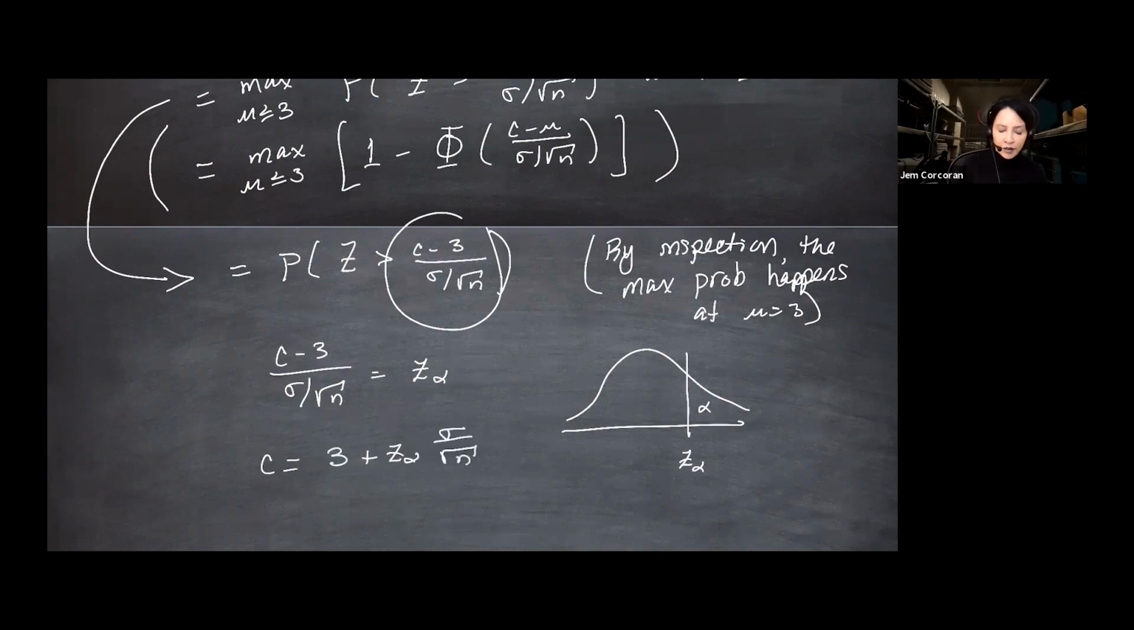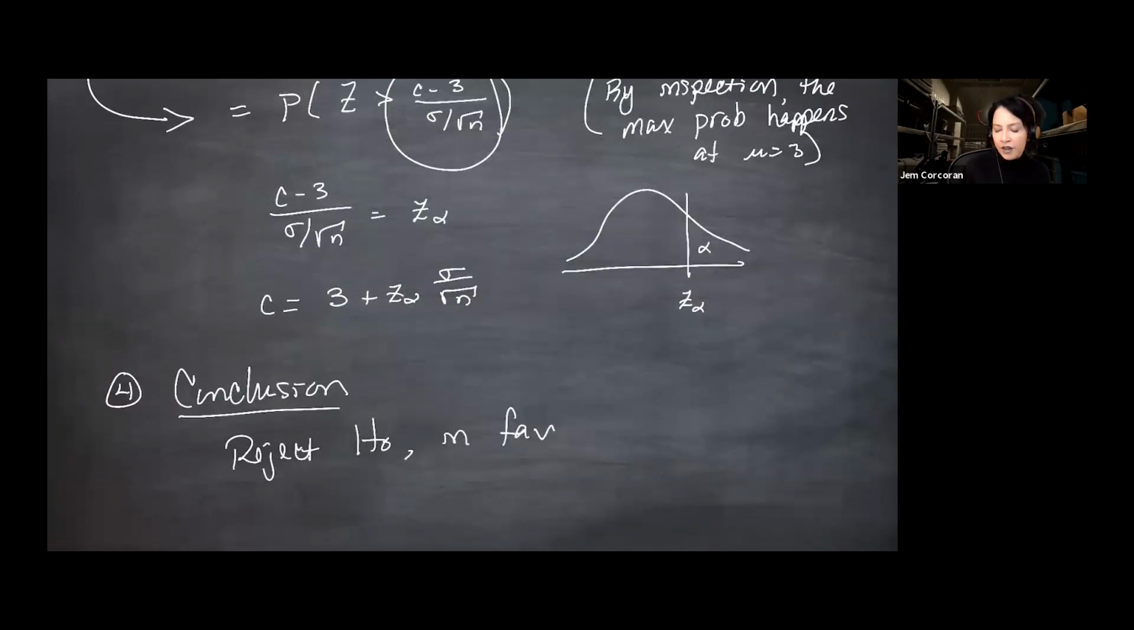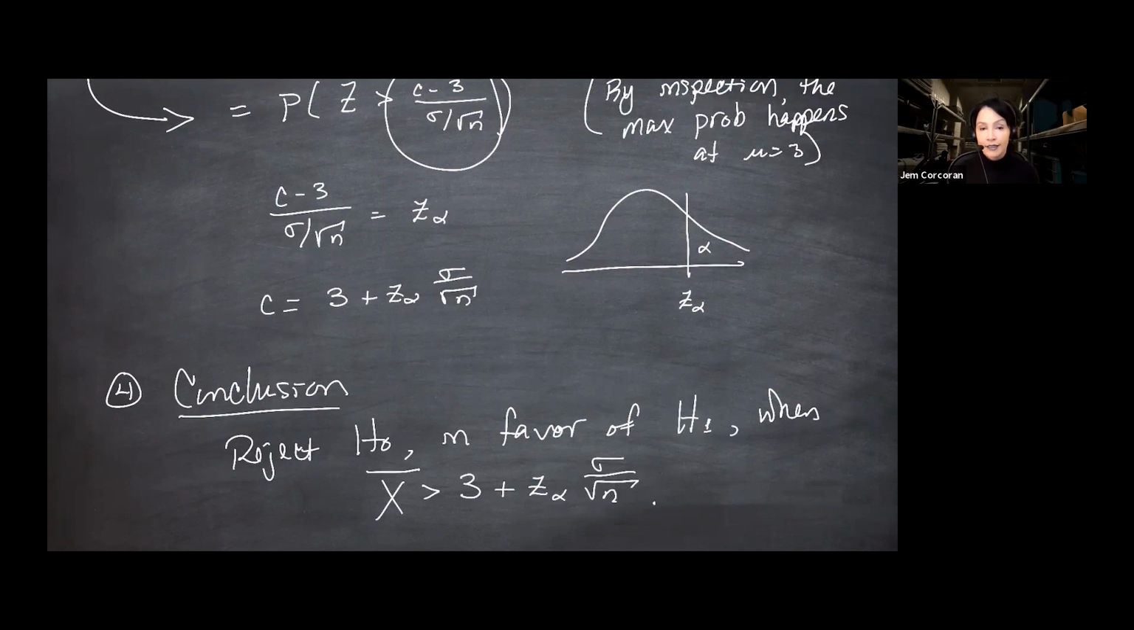We get 3 plus Z alpha sigma over the square root of n. And step 4 will be our conclusion, or our rule. We're going to reject the null hypothesis in favor of the alternative if x bar is greater than this value. Reject the null hypothesis in favor of the alternative when x bar is greater than c, but we just found c to be 3 plus Z sub alpha sigma over the square root of n. So basically the same test, but we define alpha differently for a composite null hypothesis.